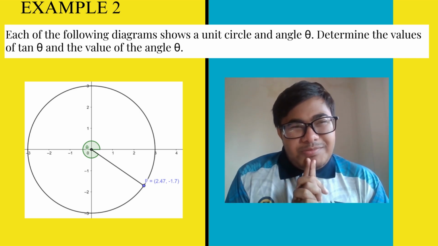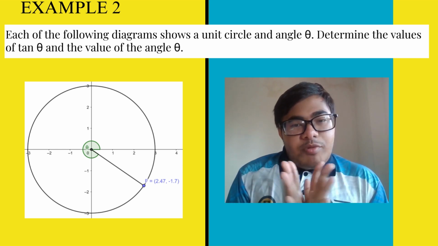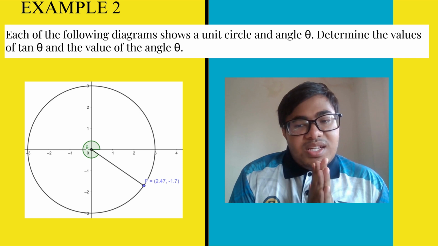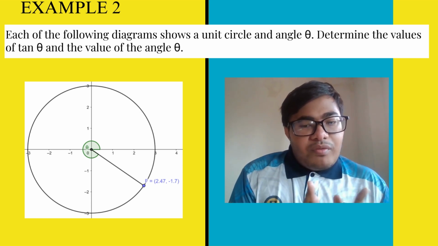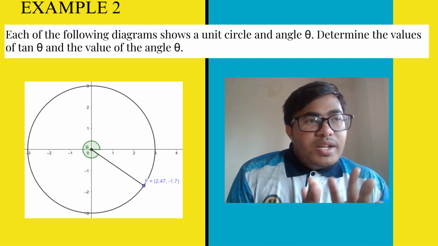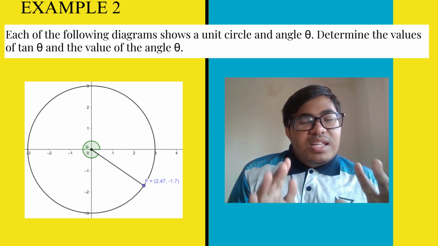This example 2 is a question quite different from before. Okay, let's see what the question is. Each of the following diagrams shows a unit circle and the angle theta. Determine the value of tan theta and the value of the angle theta. We want theta, not reference angle alpha. We want theta. So we need to give the theta.